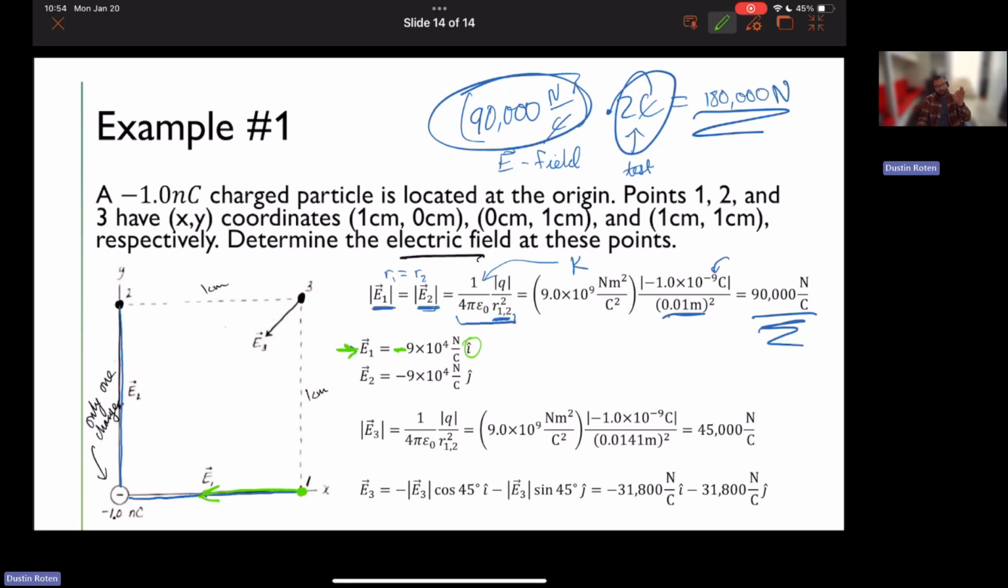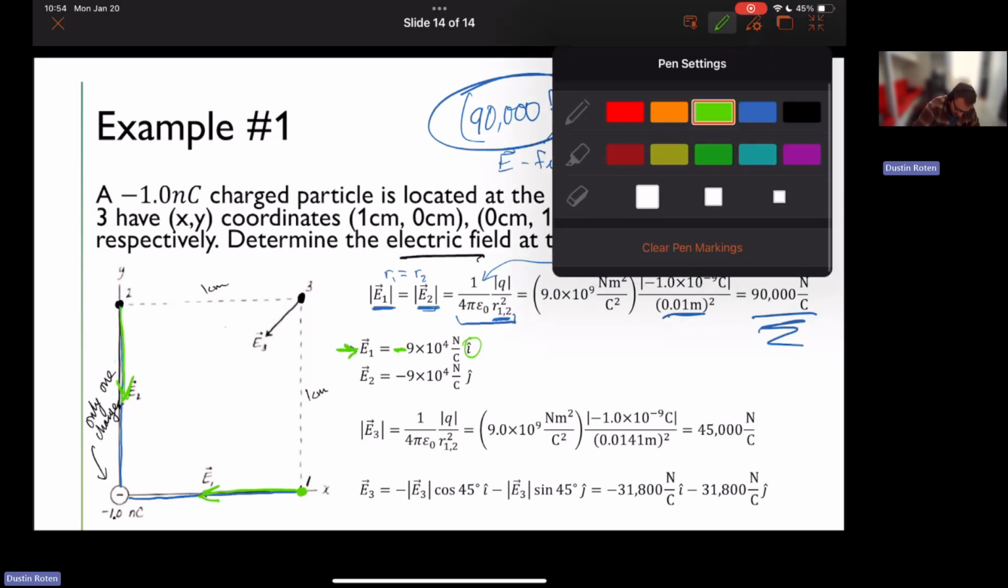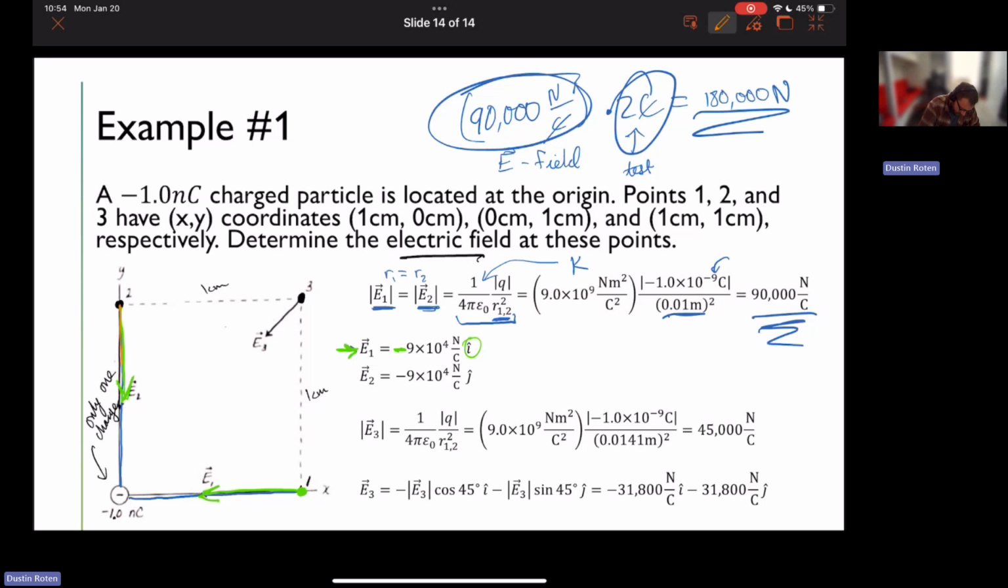Same thing with E2. If we look at it, we know the magnitude's the same as in the x direction. But we also see that the electric field, based on our picture, because this source charge is negative, is going to be in the negative y direction. Okay, so I'm actually going to switch to orange now. So here's my y direction. We know it's in the negative y direction, and we can indicate that with our j hat notation. Okay, so we got those two taken care of.